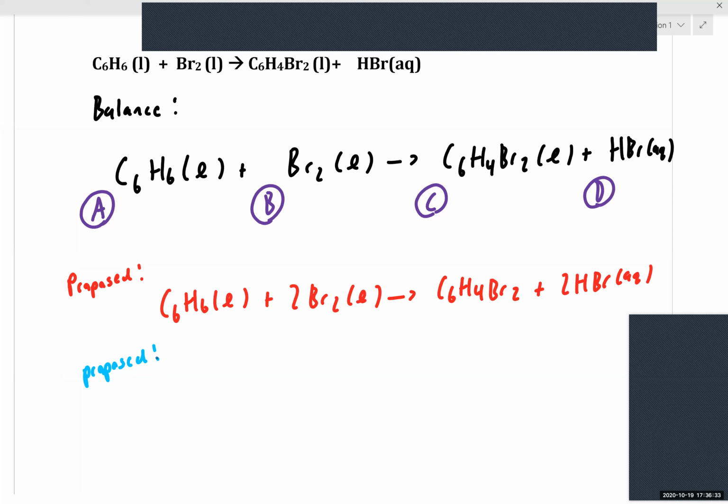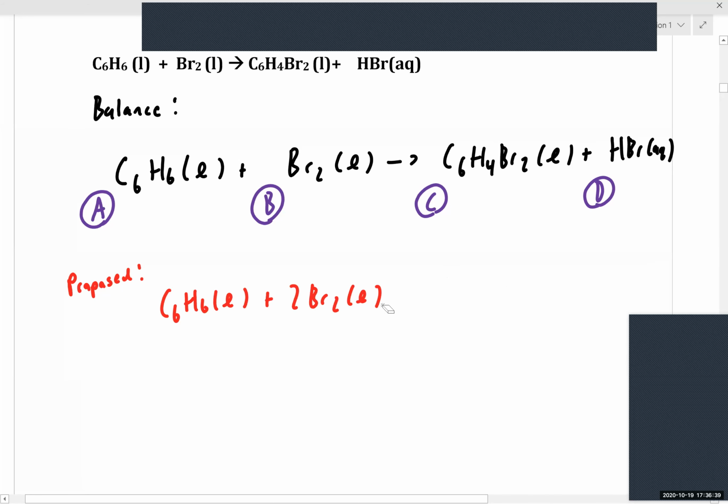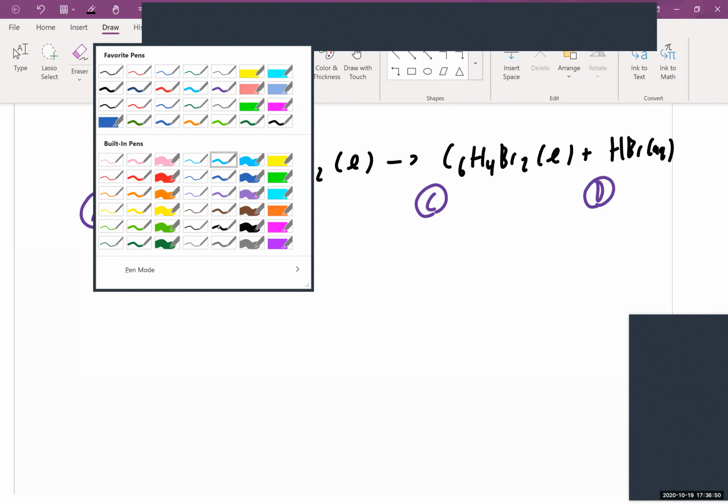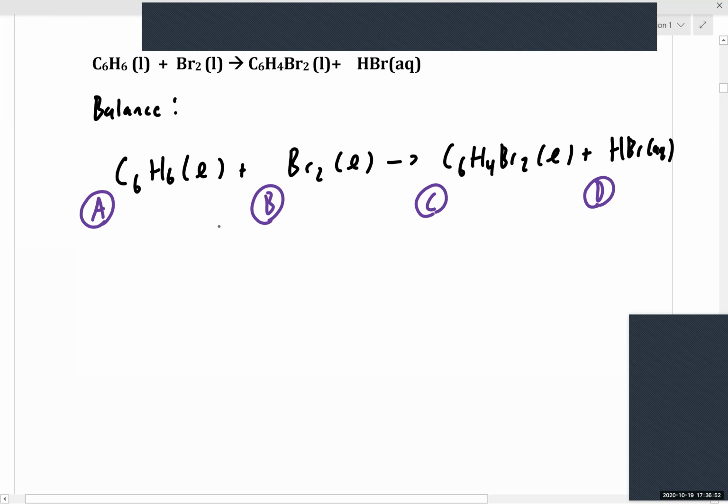Okay, perfect. So we have our proposed balanced chemical equation. What I'm going to do now is walk us through step by step how I personally would go about balancing this equation. The end result, the proposed balanced equation, was exactly correct. But let's talk more about the mechanics and the logic behind balancing this equation.